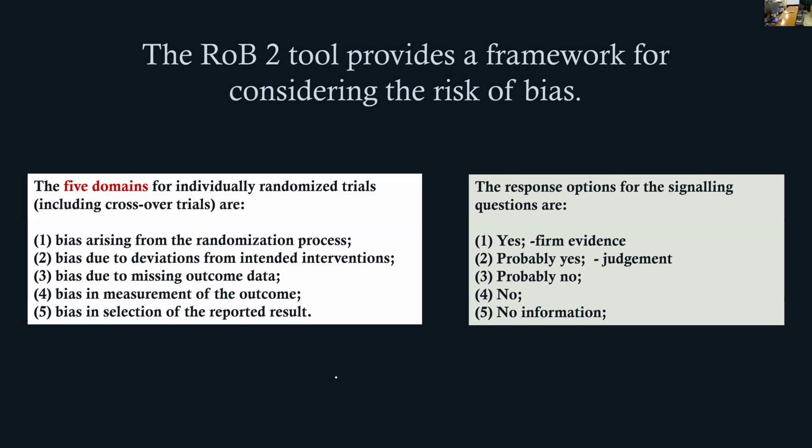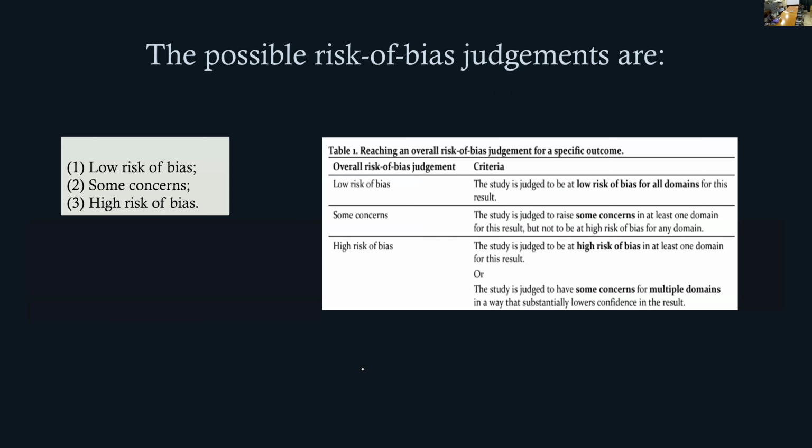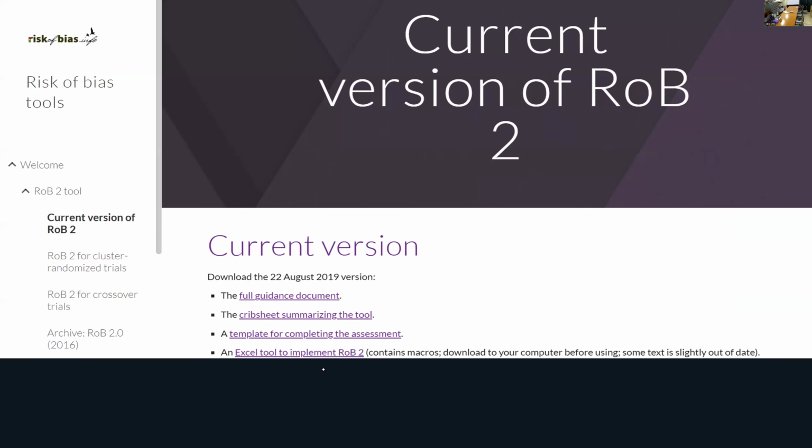So there are multiple signaling questions in each domain, and the possible answers are yes, if there's firm evidence, probably yes, which is a judgment call, probably no, no, or no information. At the end of this assessment, after the domains, we can conclude it is either a low risk of bias, some concerns, or high risk of bias. So we will be using this tool for this study.